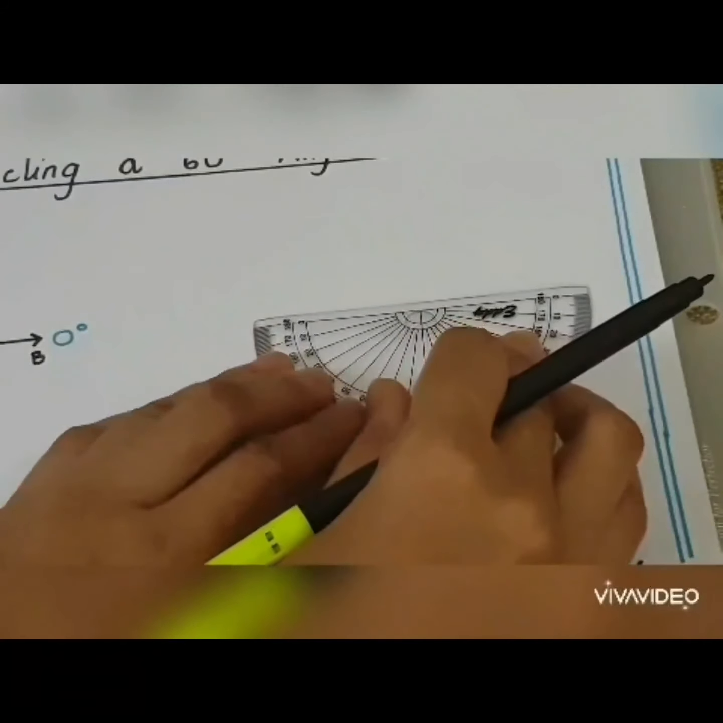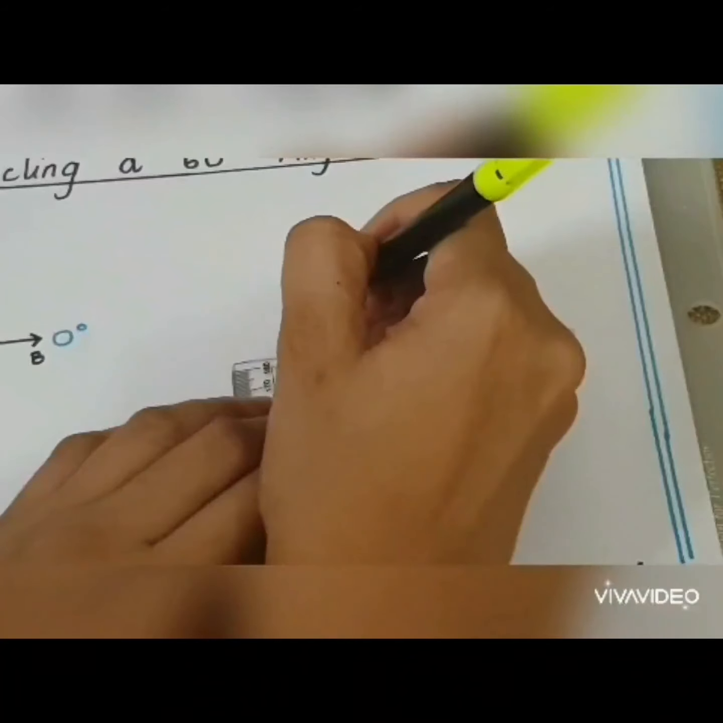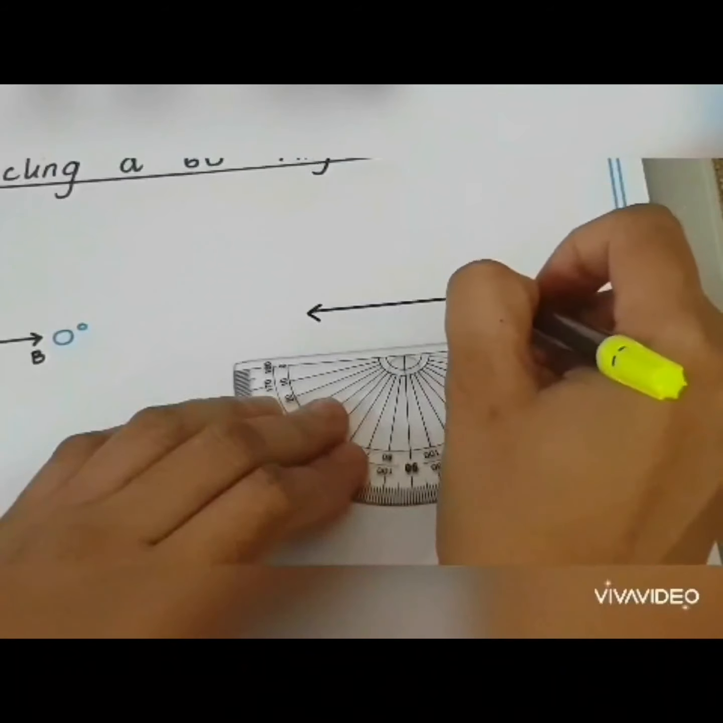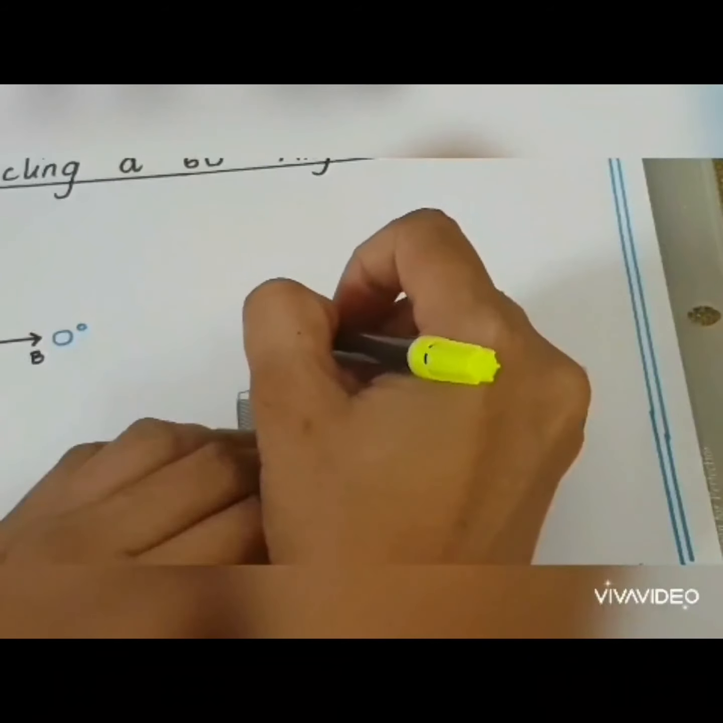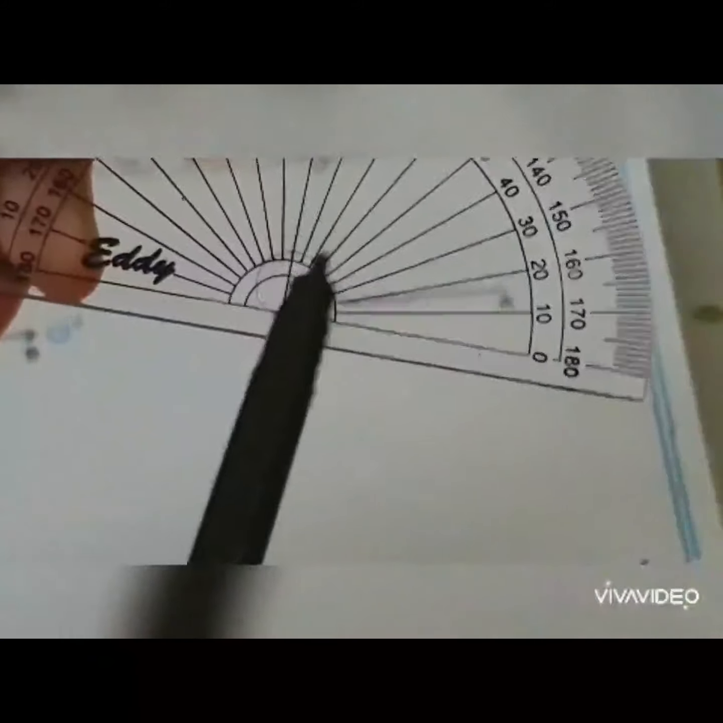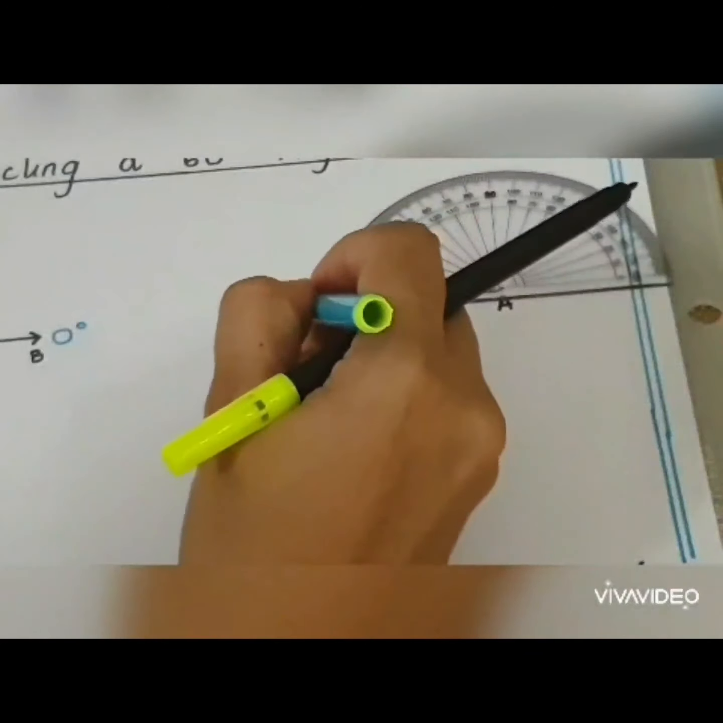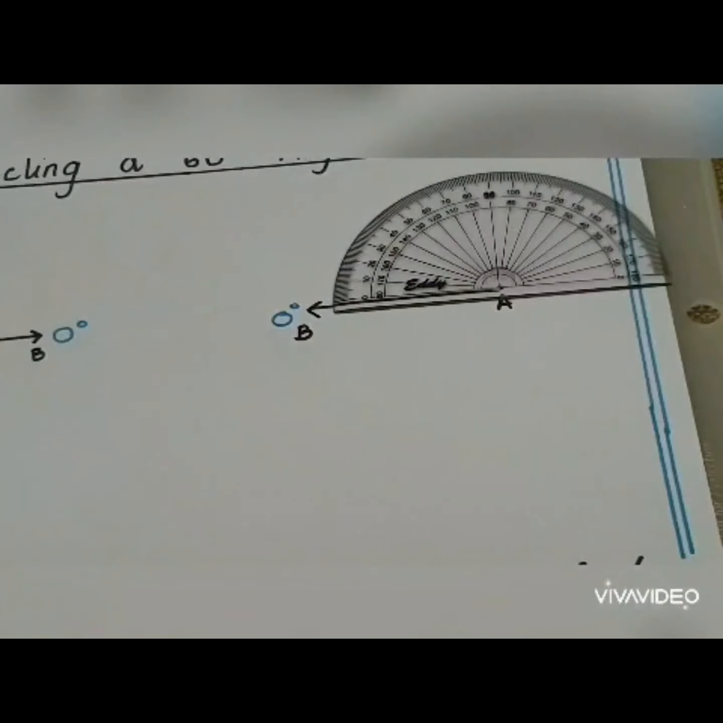What if the ray was drawn extending towards your left? Then you draw the ray and label it AB. Locate the center of your protractor. Place it on point A. Since the ray is extending towards your left, write 0 degrees towards your left.